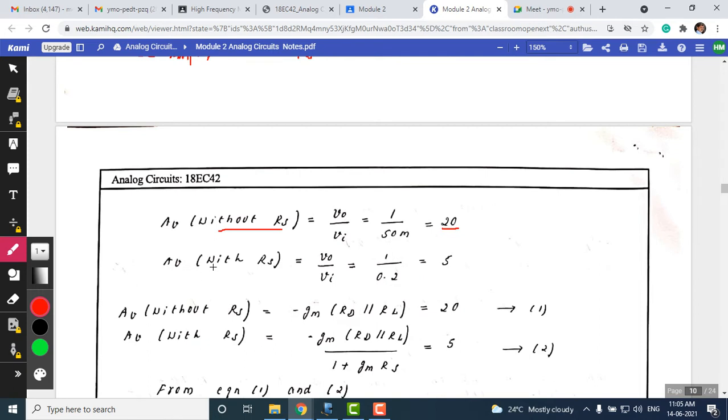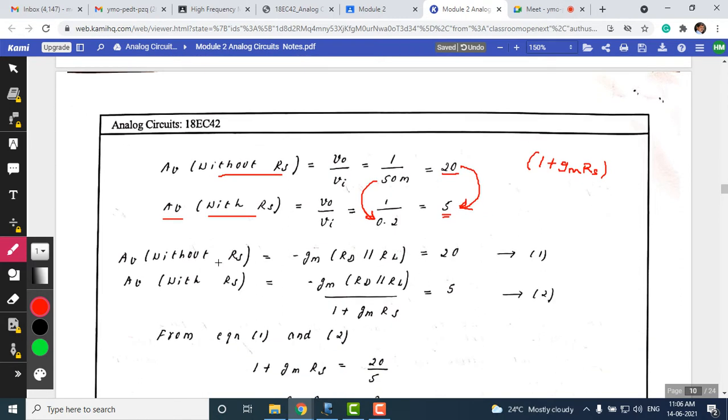Let us find the voltage gain with RS. With RS, AV, the same definition, V0 by Vi, but now the output is 1 volt and the input is 0.2, since the input has been increased. So now the gain is 5. As you can observe, with RS compared to without RS, the gain has dropped. And I also told you earlier the amount by which the gain drops when RS is included. It's nothing but 1 plus gm times RS. This is the amount by which the gain has been reduced.